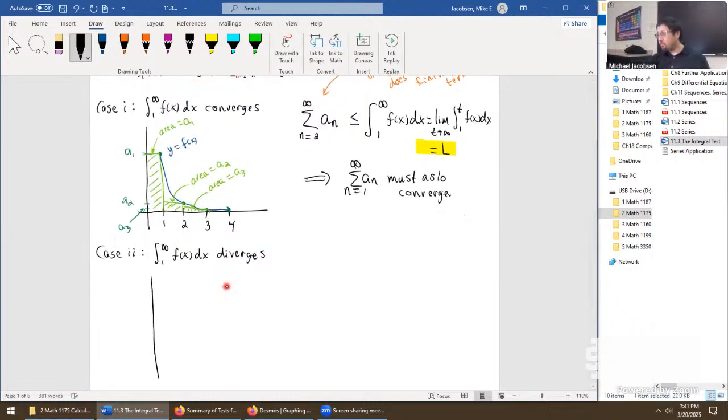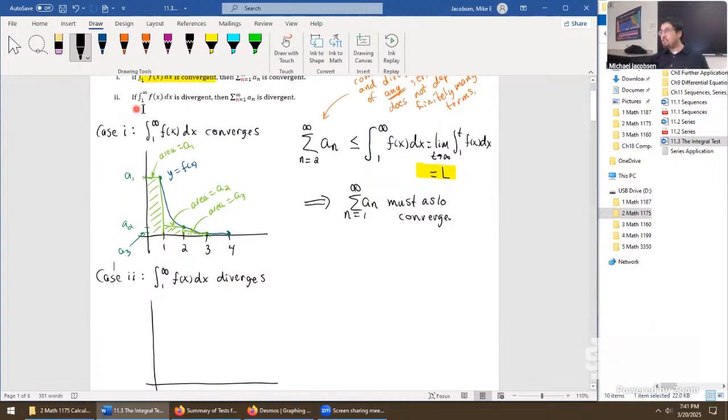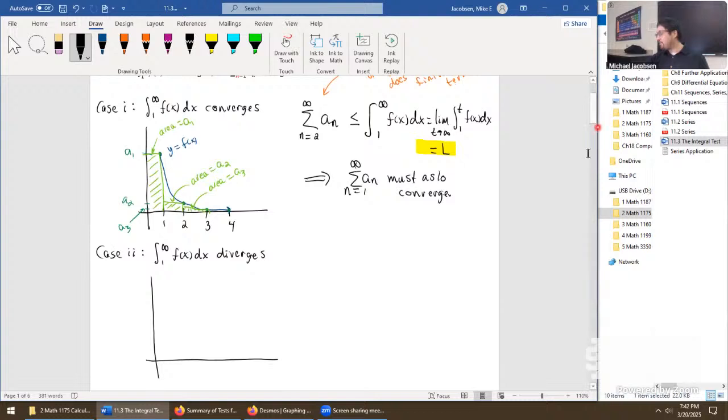Same kind of graph we're dealing with. But this time in case 2, we're saying the improper integral now diverges. So we'll draw a picture that kind of conveys that once I decide on how far to scroll. Oh, hang on, let me fix these windows a bit.